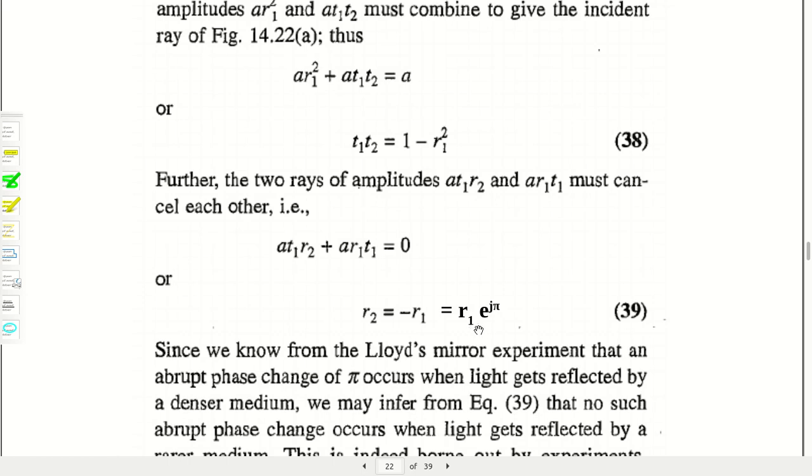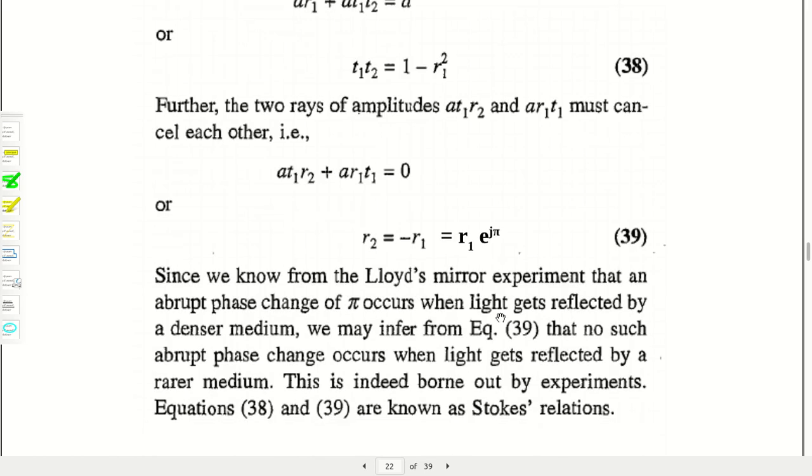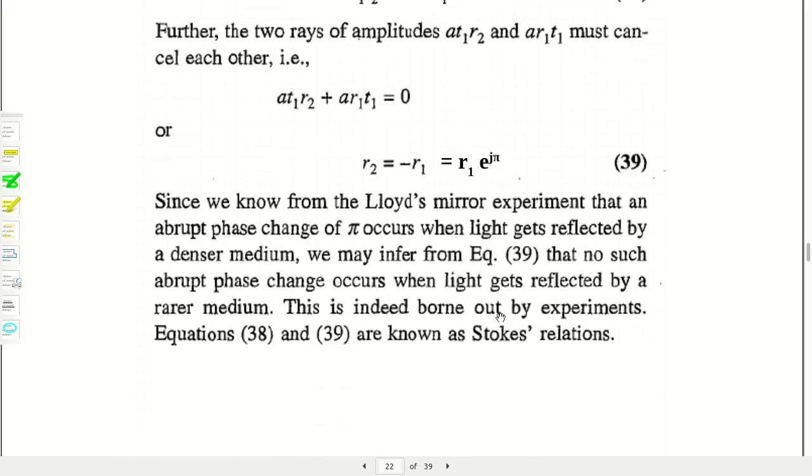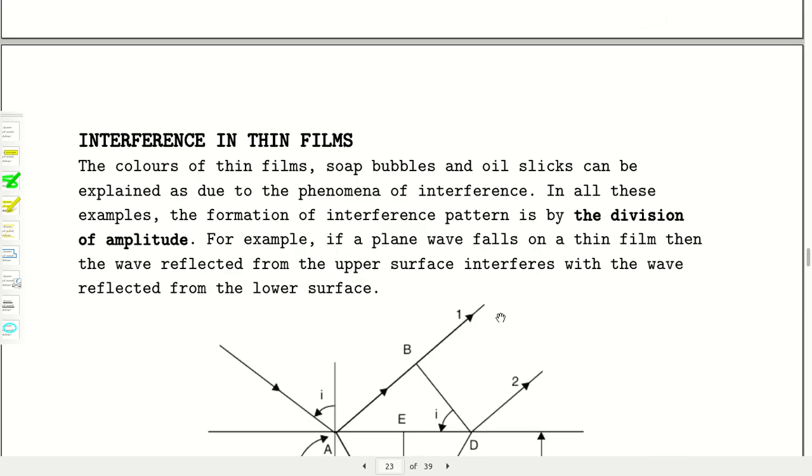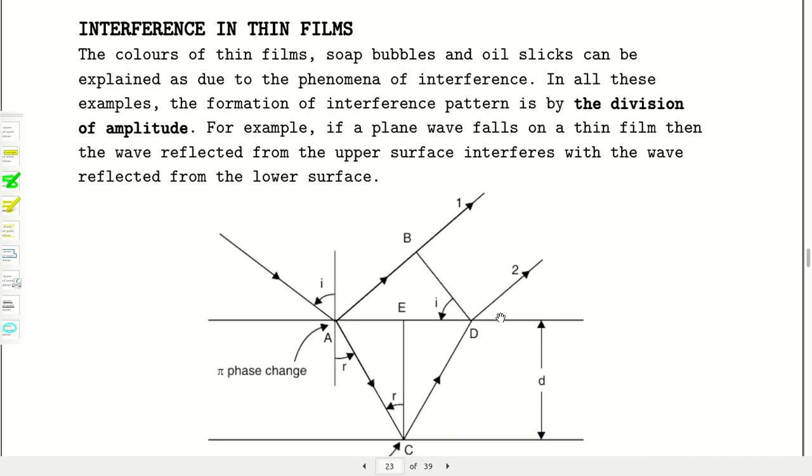So to unify this theory, Stokes states that the light which is reflected by a medium, by an interface backed by a denser medium, has an extra pi of phase difference. Okay, so this is the theorem of Stokes, which will be used in this class. In this lecture we will use this.